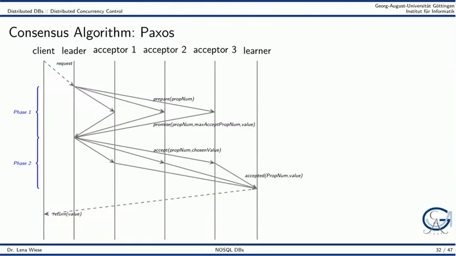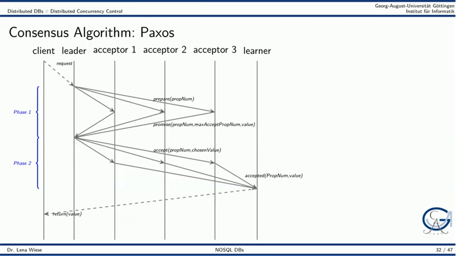Here we see an optimal run of a Paxos round. The leader receives a request from a client. The leader chooses a proposal number and sends prepare requests to the acceptors. The acceptors return promise messages and also include the value of the highest numbered proposal they have accepted so far, in case they have already sent out accepted messages in previous rounds of this Paxos run.